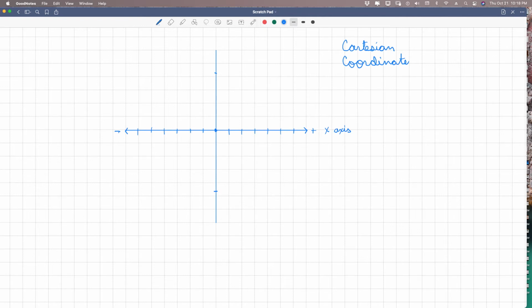This is the horizontal number line we're used to using. Now we have another number line that goes vertically. It goes up and down. And this is going to be called our y-axis. Okay?